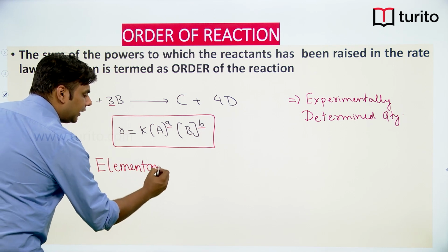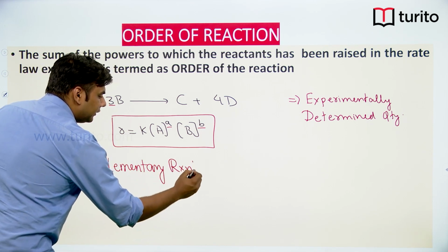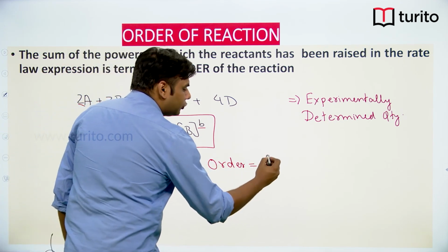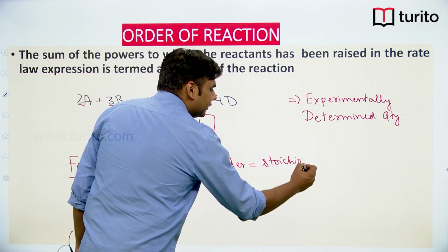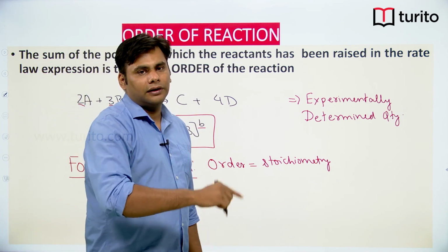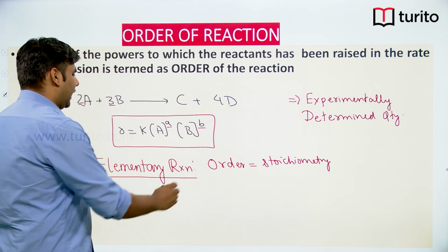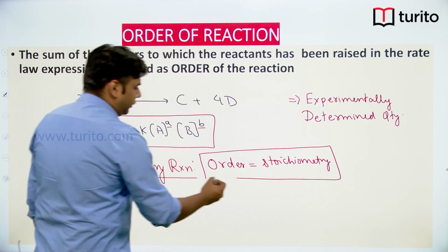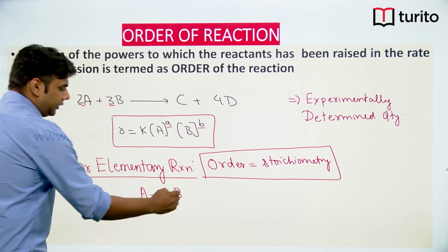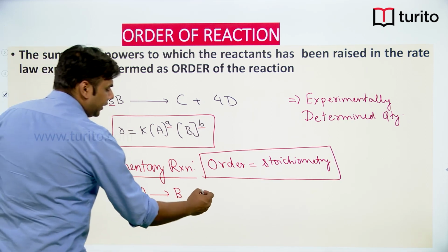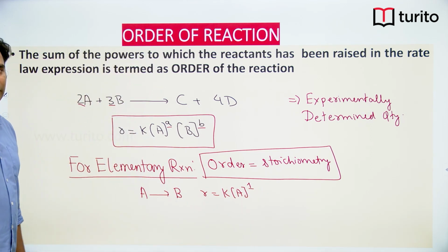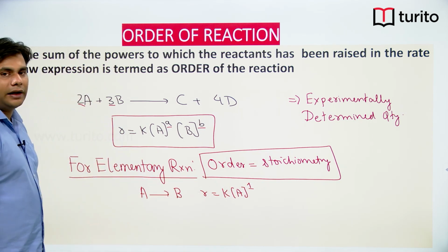Now a very important point which you should understand is that whenever we have an elementary reaction, the order will be equal to stoichiometry. Because the reaction is happening in just one step, the rate of reaction will obviously depend upon the concentration of the reactant. Suppose A changing into B is an elementary reaction, then the rate will be equal to k into concentration of A raised to power 1, because the stoichiometry is 1. So in that case order and stoichiometry are the same.